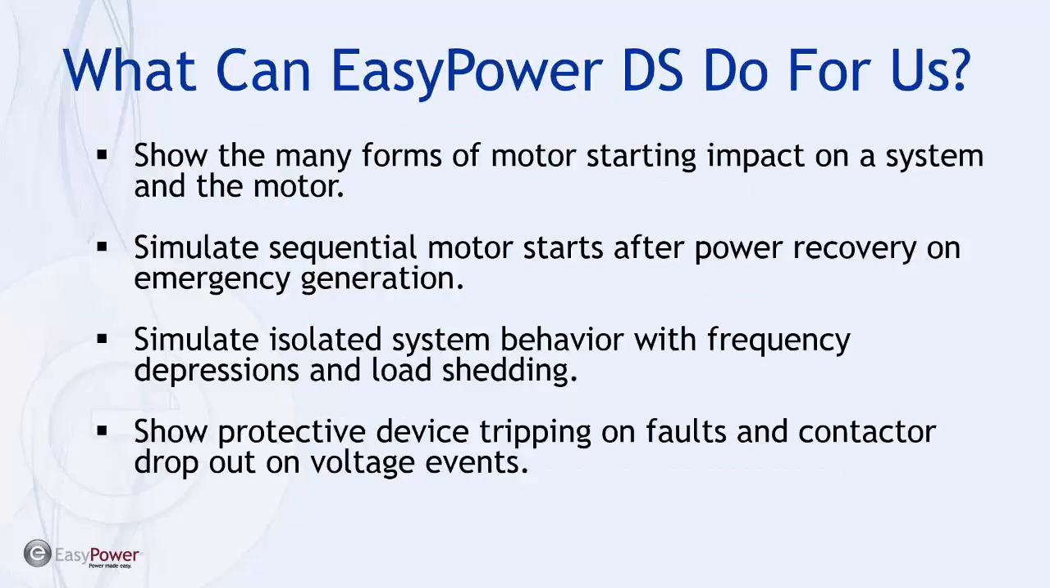So what can EasyPower do for us in terms of dynamic stability? We can analyze the many forms of motor starting and its impact on the system, and conversely what the system's impact, feedback or reaction is to that motor's activity in the network. We can look at sequential starting, in other words, one after another, and potentially uncover any negative results that could surface, especially ones that we're not able to identify as we're doing snapshot power system analysis or power flow analysis.